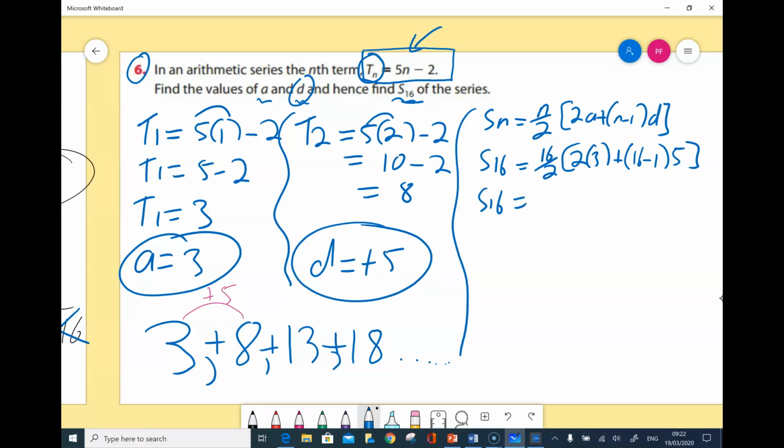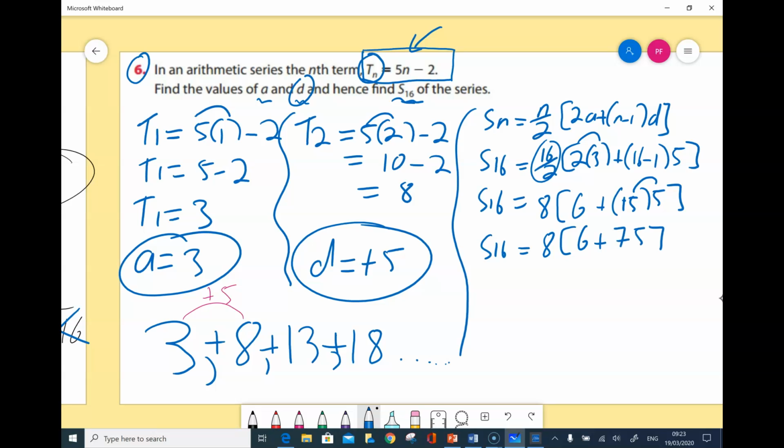So S16. 16 over 2 is 8. 2 times 3 is 6. 16 minus 1 is 15. And I've got my 5. So I've got 8 times 6 plus 5 times 15, 5, 25, 75. And 6 plus 75 is 81. And finally, 8 times 81 is 648. All right, moving on.